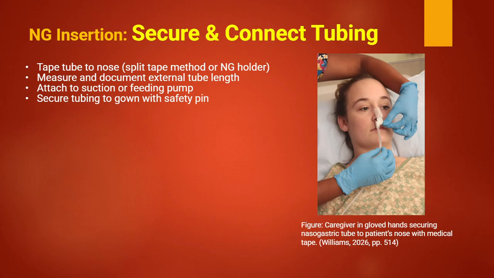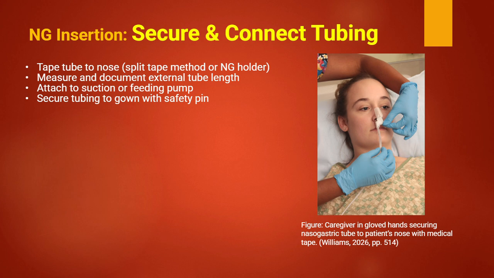Once the NG tube's placement has been confirmed, the next critical step is to secure the tube. Clean the bridge of the nose with alcohol or benzoin to help the tape adhere. You can use either the split tape method or a commercially designed NG tube holder. This prevents the tube from shifting or becoming dislodged, which can be uncomfortable and even dangerous for the patient. Always measure and document the external length of the tube from the naris to the tube tip.